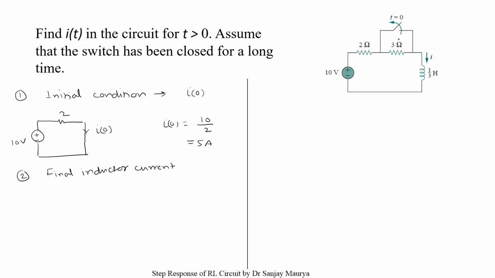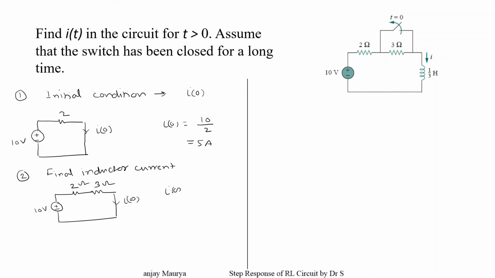Since at t equal to 0 the switch is open, this 3 ohm will come in the picture, and when t is going to be infinite, this inductor will be short circuited. So I can redraw this one. And this is short circuited. This is I infinite. So I infinite will be 10 divided by 2 plus 3, which is equal to 2 ampere.